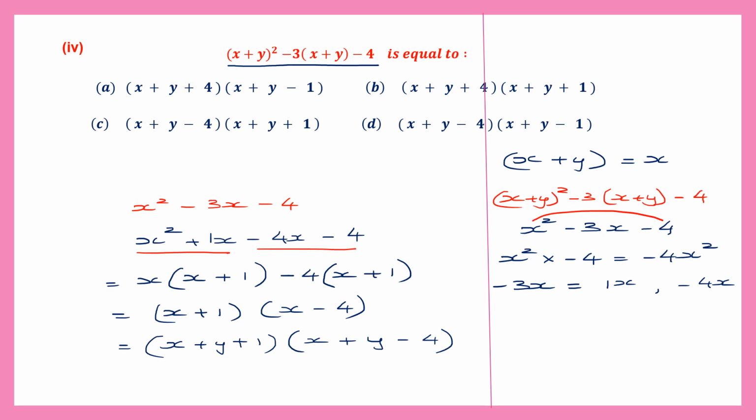So which is our correct option? If we look carefully, our correct option is option C, which has x plus y minus 4, same thing as this, and x plus y plus 1, we have this. So we have got our answer. Our answer is option C.